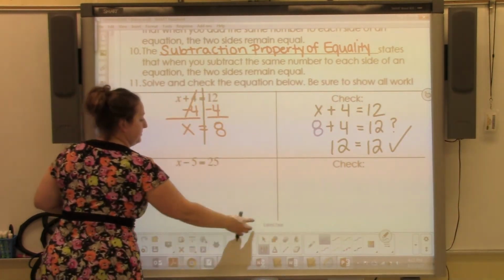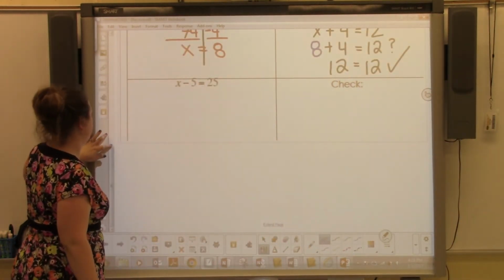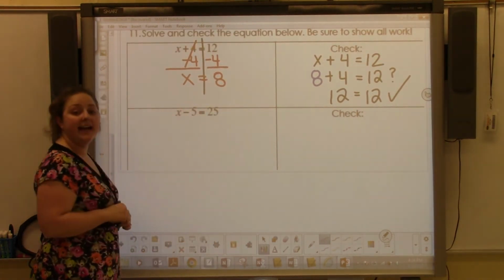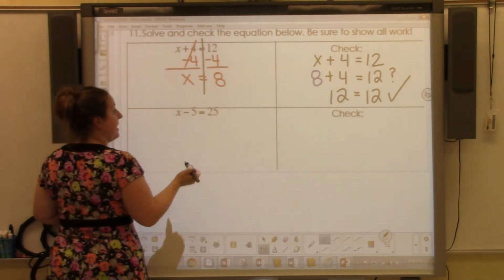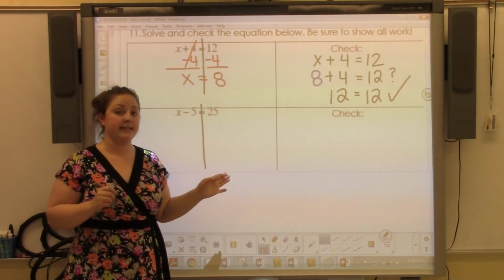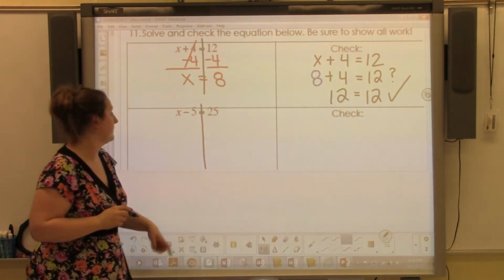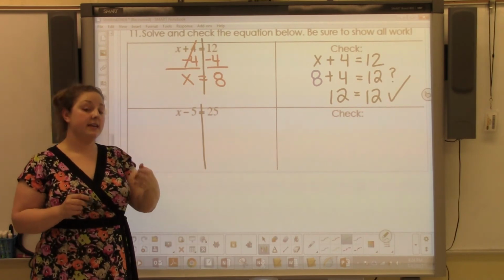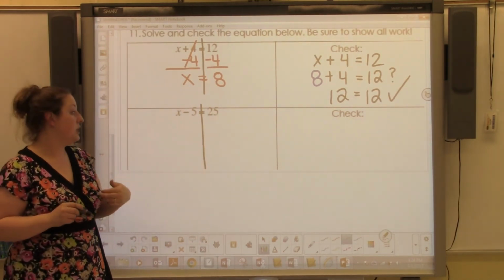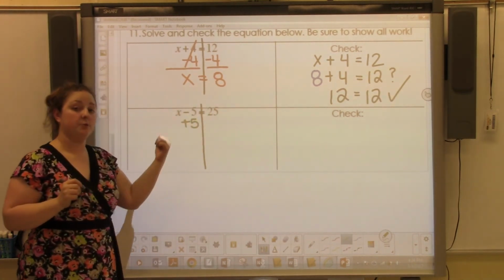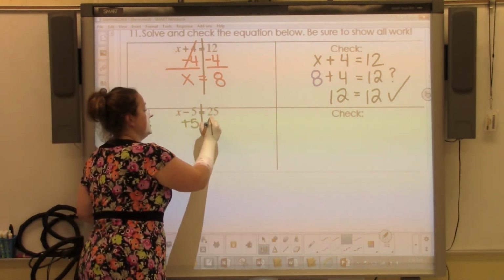Let's try another example. We'll just move that up so you're still working. All right, so we have x minus 5 is equal to 25. And again, let's separate it, find the equal sign, and draw a line straight down. X minus 5, so that's subtraction. The inverse of subtraction is addition. So instead of minus 5, we want plus 5. And whatever we do to one side, we have to do to the other.